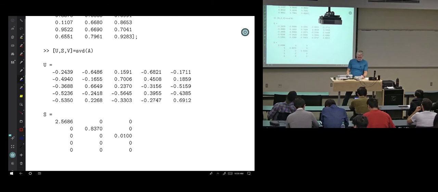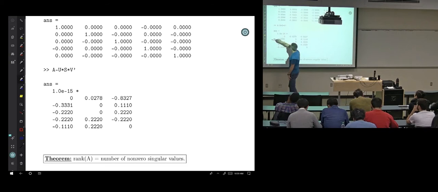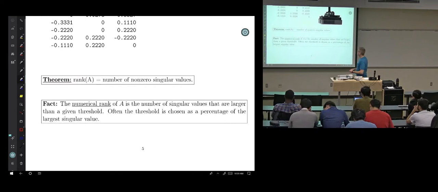So, yes, it is the singular value decomposition, because when I multiply U times sigma times V transpose, I get things that are 10 to the minus 15. So I'm at machine epsilon, essentially. So the theorem is the exact rank of A is the number of non-zero singular values.